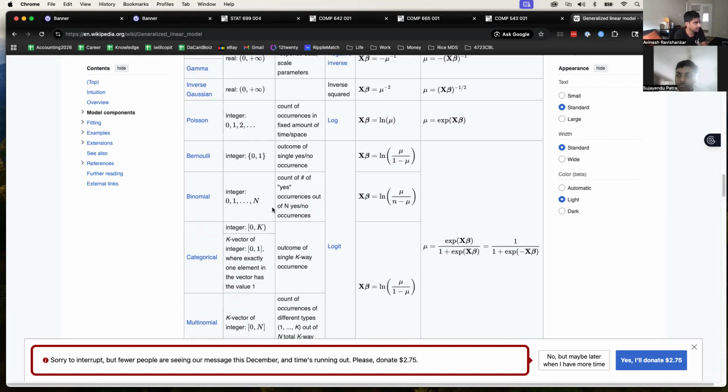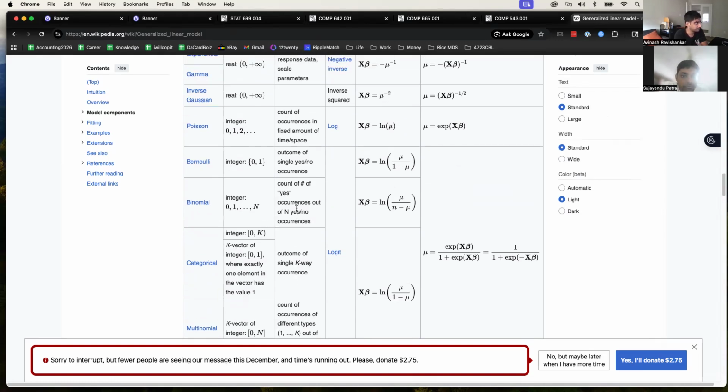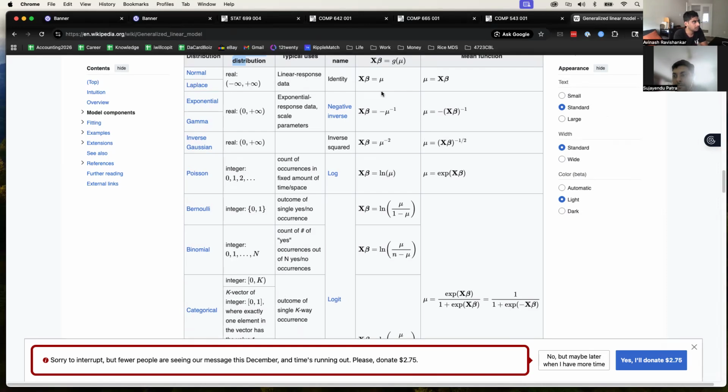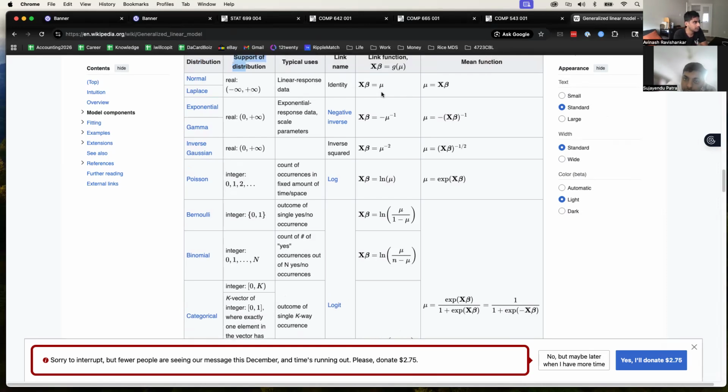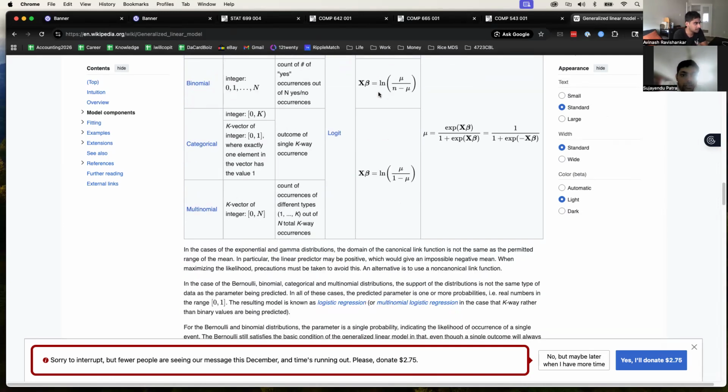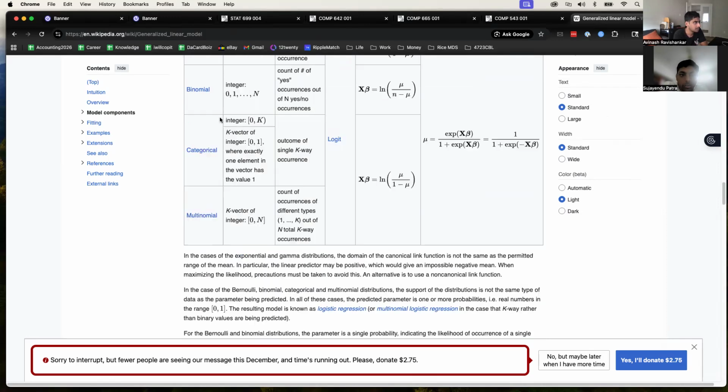Bernoulli is very popular. And for normal, if you choose normal as your distribution and use the canonical link, that is the linear regression you have studied. And the last two, multinomial, etc., are also very standard and widely used.